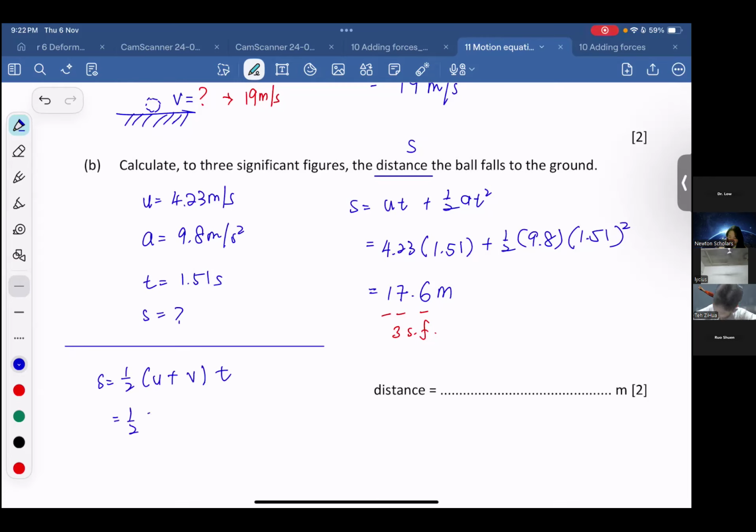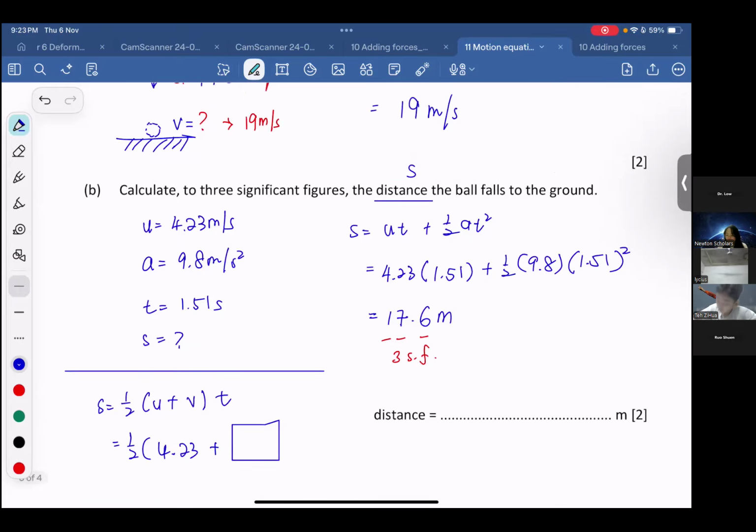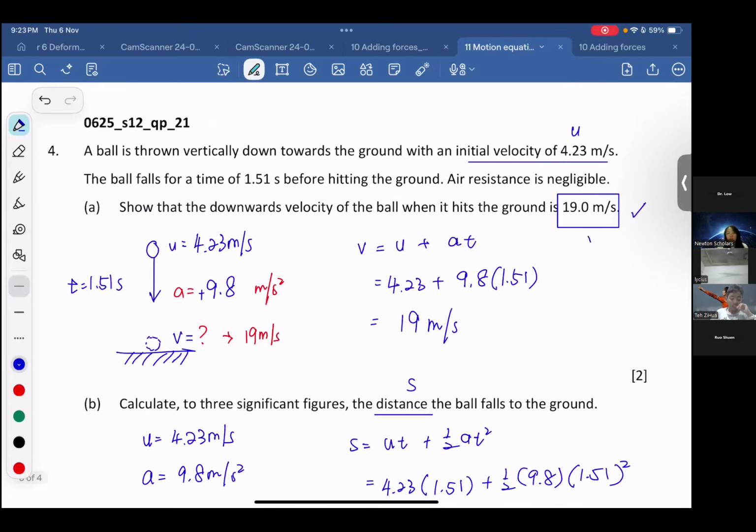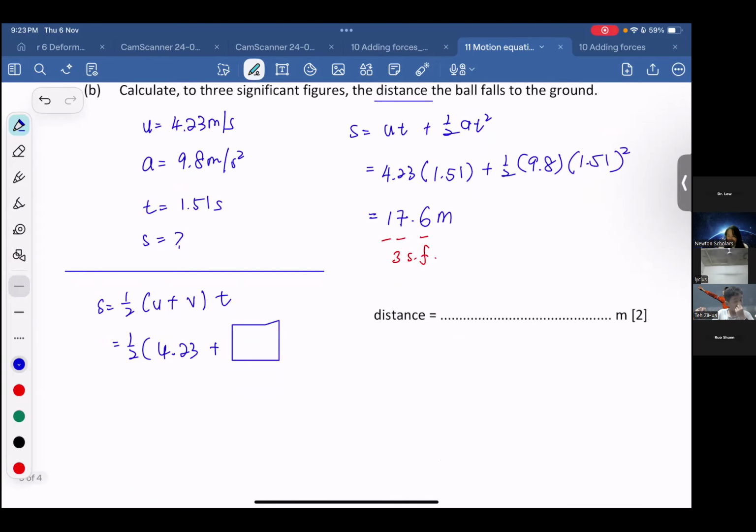Okay, 1 over 2. Your U is 4.23 plus the V here. My concern is because the V is calculated by you. If just now they didn't tell you here that your V is 19, this value will be calculated by you. So if this answer from A you do wrongly, then you carry forward the wrong answer to the B, your B will lose the mark. So here 1.51. Did you also get the same 17.6 meters?